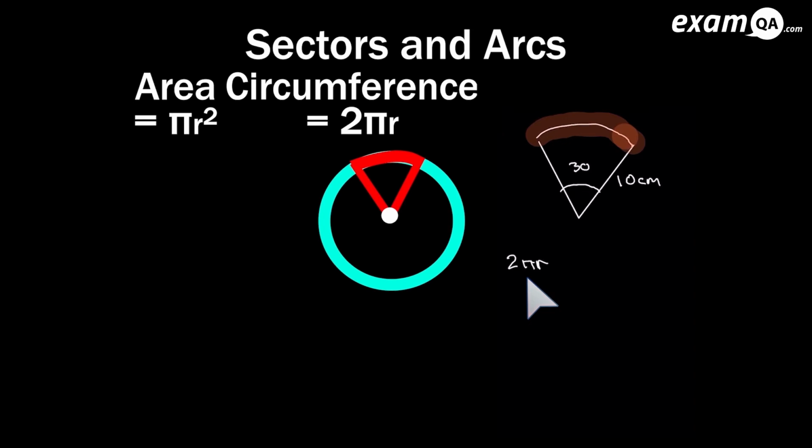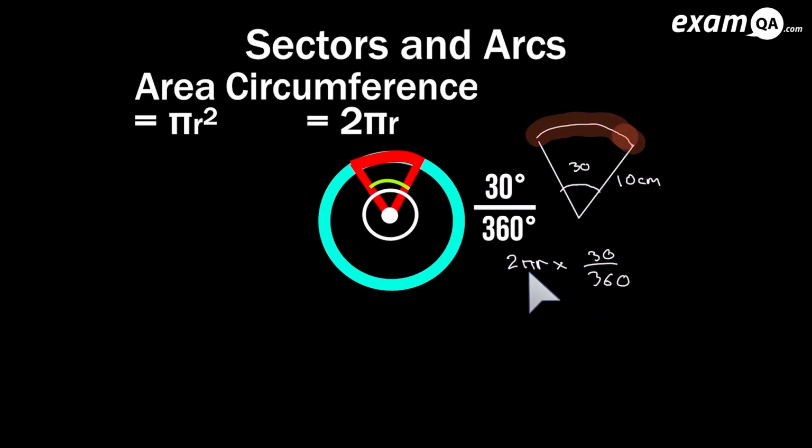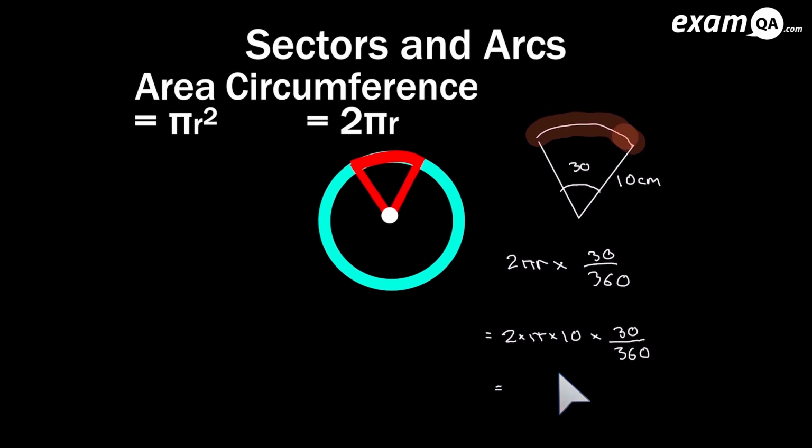So this sector has got 30 degrees and the whole circle would have had 360 degrees. So the fraction we have is 30 over 360. So we're just simply going to do 30 over 360 times 2 pi r. Now our r is 10, so we just fill in the r as 10. And you simply put that all into your calculator and it should give you an answer.